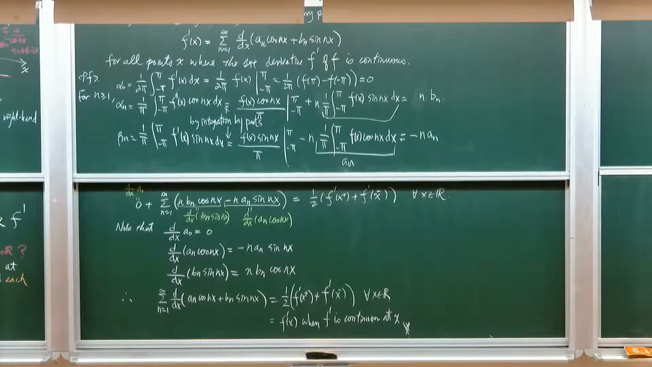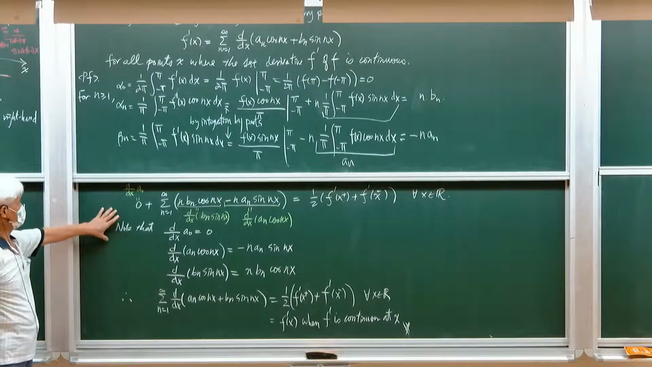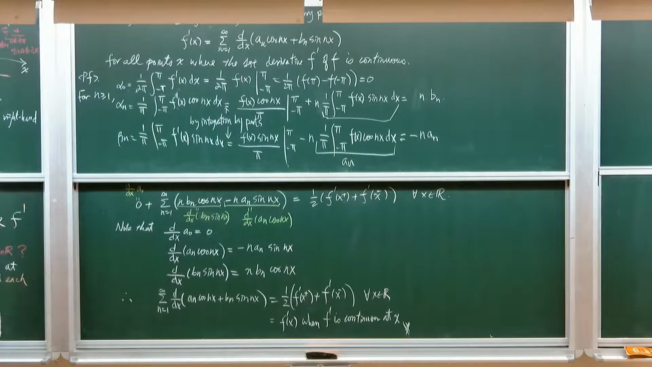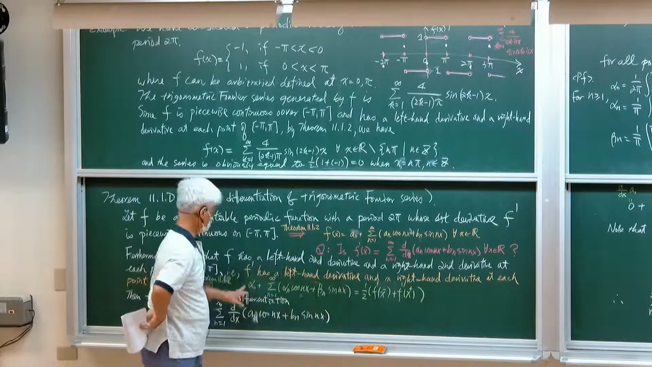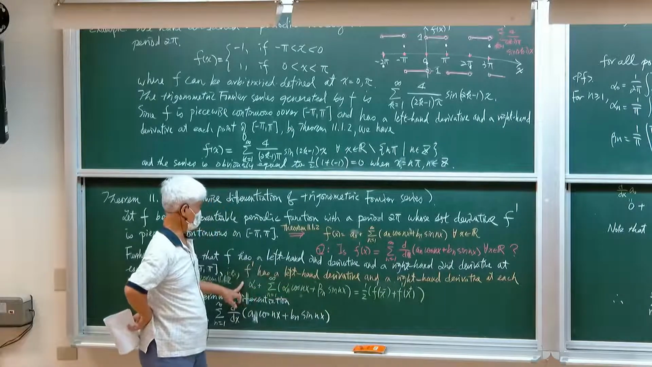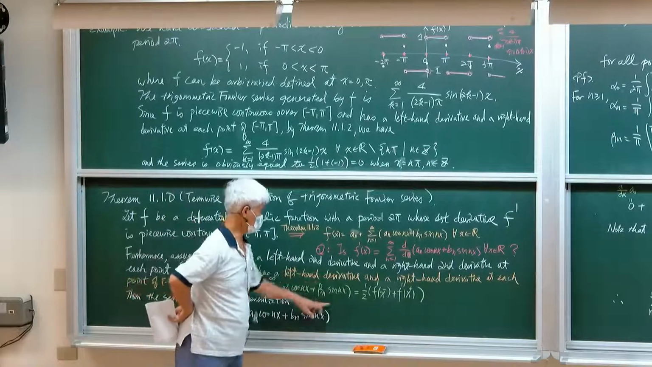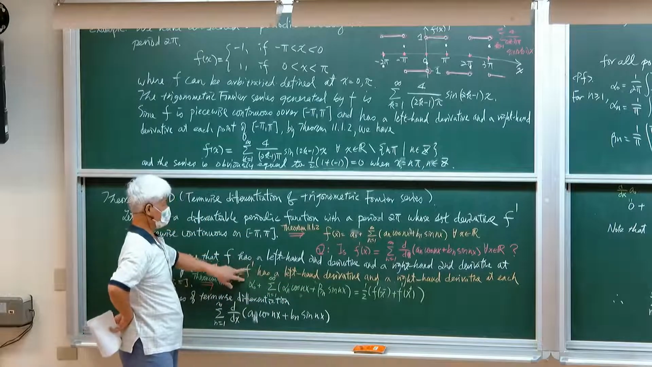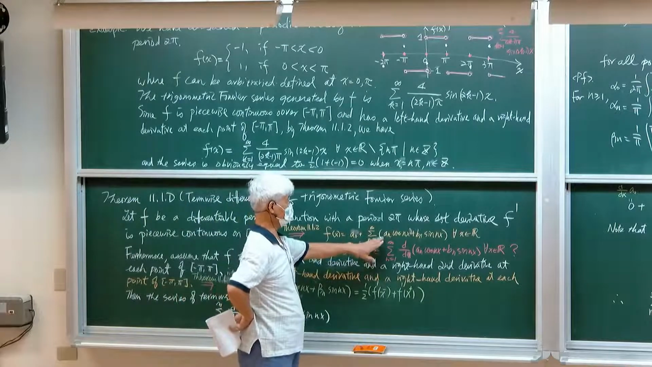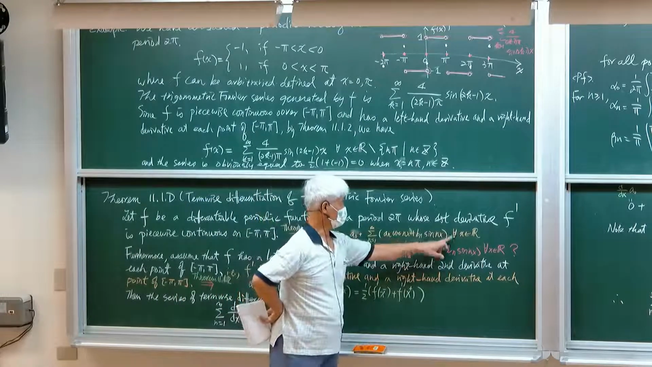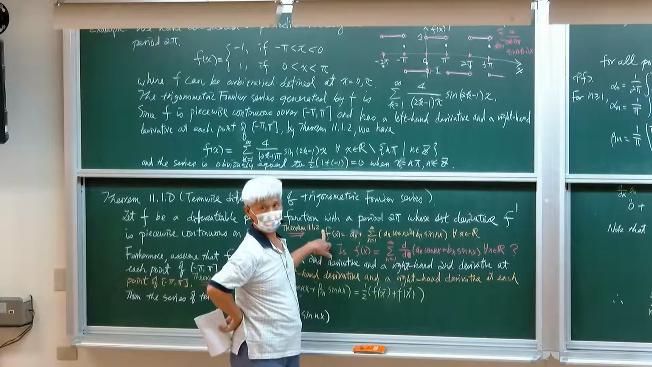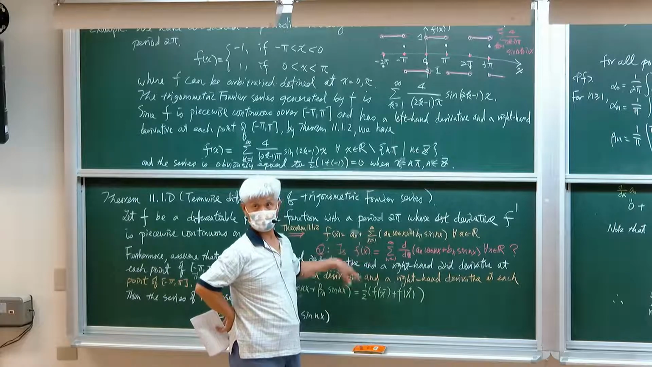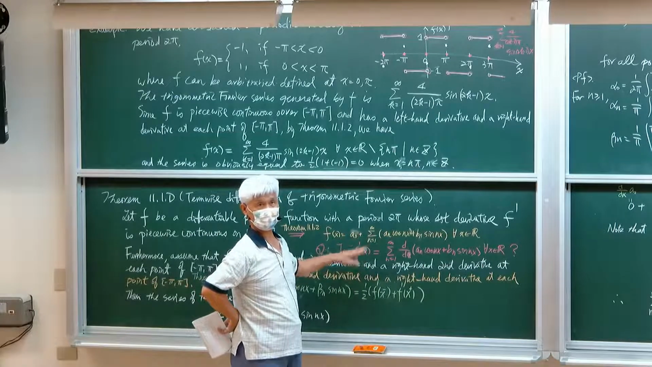Okay, so the effort we have done here is to establish that the trigonometric Fourier series generated by f prime is just the termwise differentiation of the trigonometric Fourier series generated by f. Okay, so this is the key, right? We established.